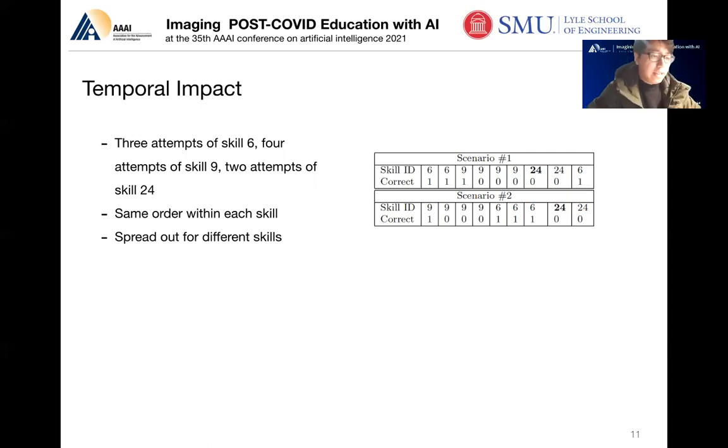The deep knowledge tracing model, like any other recurrent architecture-based model, is more likely to be impacted by recent inputs. Consider these 2 scenarios. The only difference is the relative order of different skills. The order of attempts within the same skill is the same. So for scenario 1, this model is more likely to predict an incorrect response for skill 24 because it follows 3 failed attempts. And for scenario 2, this model is more likely to predict a correct response because it follows 3 successful attempts. We analyzed this behavior quantitatively in our paper.